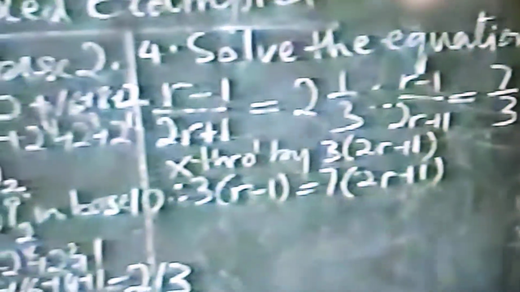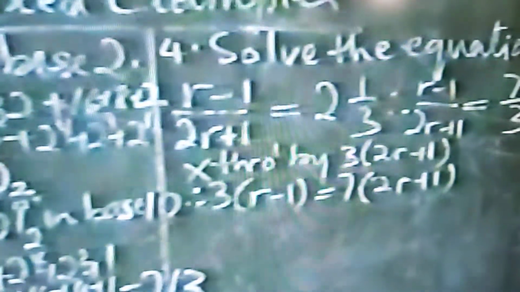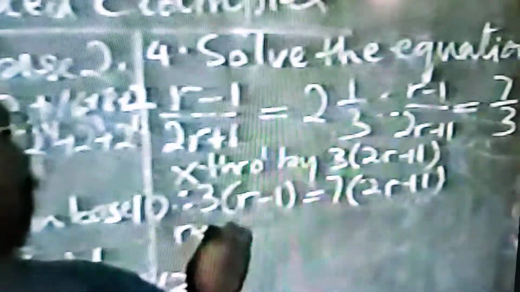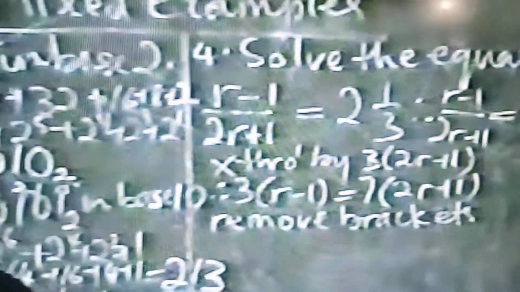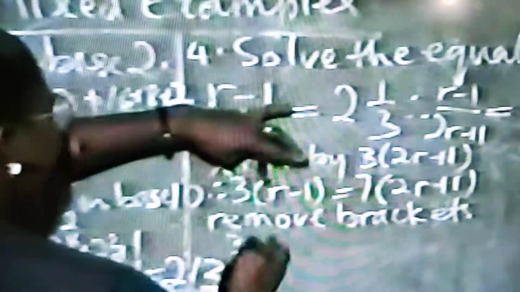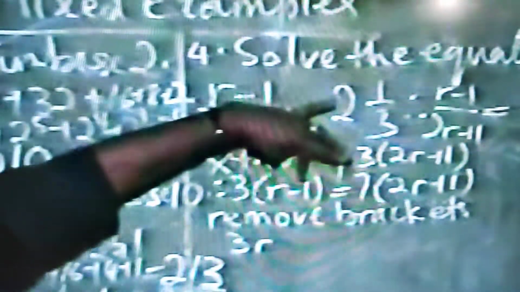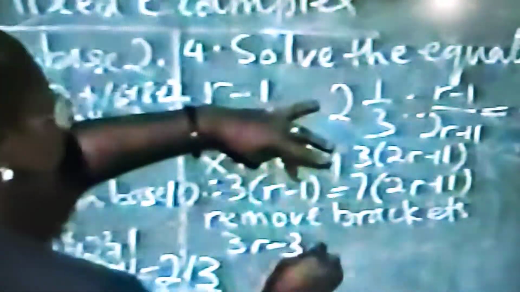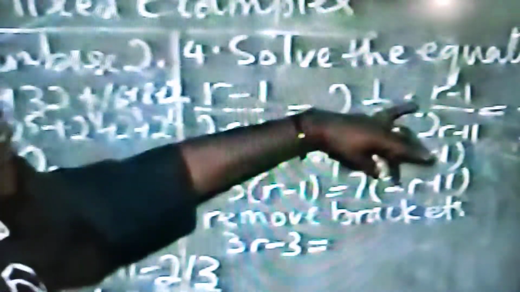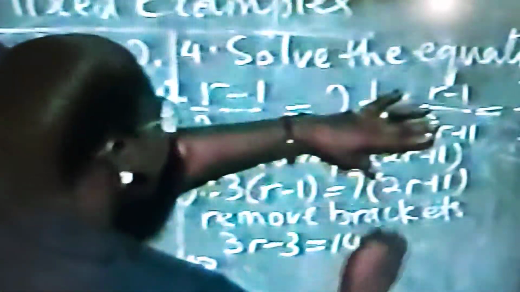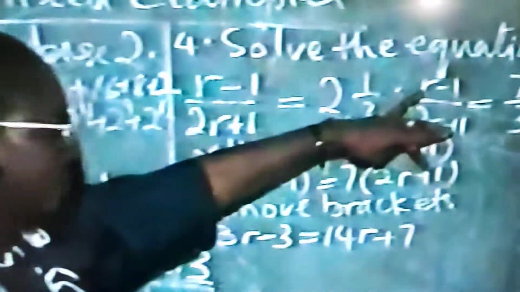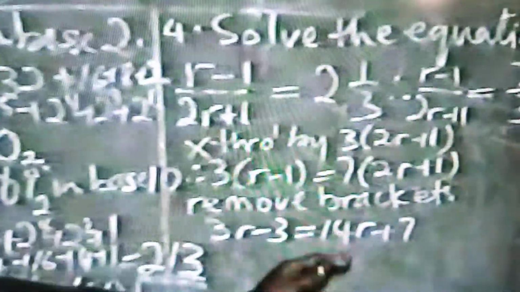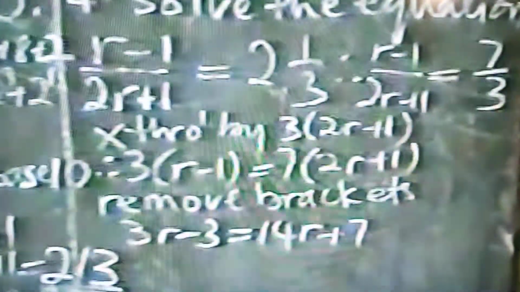And now, what do we do? Remove brackets. So we have 3 times r, which is 3r, and 3 times minus 1, which will give you minus 3, is equal to 7 times 2r will give you 14r, and 7 times plus 1 will give you plus 7. Now we have a situation where everything is all mixed up, and we transfer.